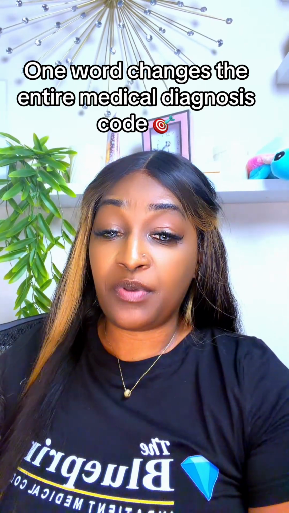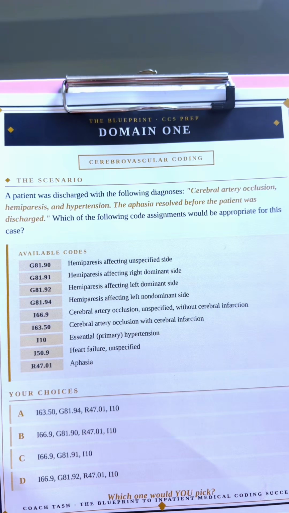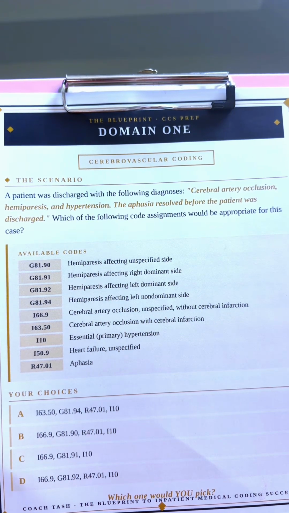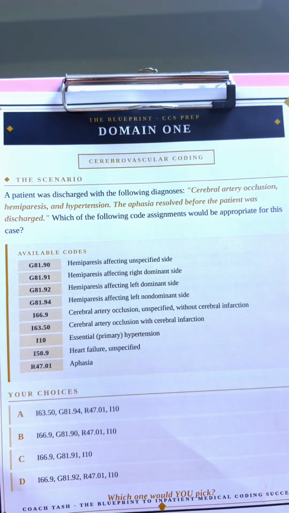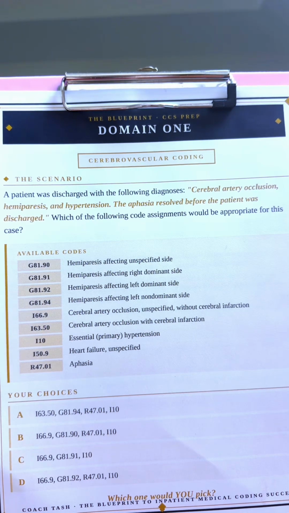Okay, CCS prep case number 2. Let's get into it. Domain 1, remember, is the heaviest domain for the CCS exam. In this scenario, a patient was discharged with the following diagnoses: cerebral artery occlusion, hemiplegia, and hypertension. The aphasia resolved before the patient was discharged. Which of the following code assignments would be appropriate for this case?